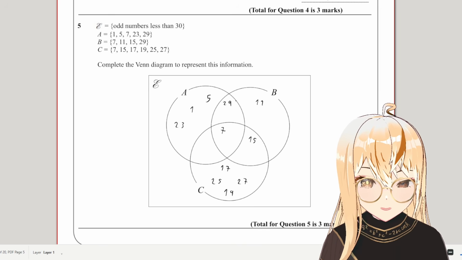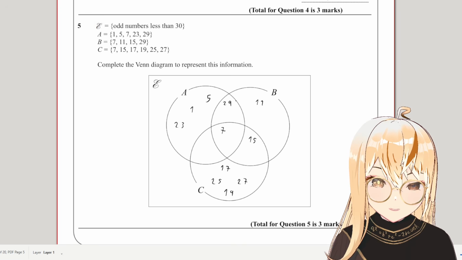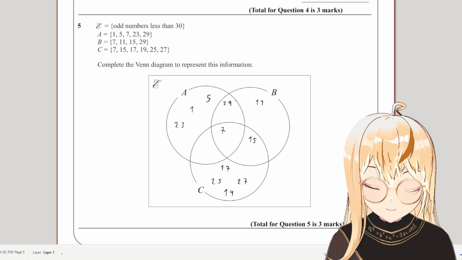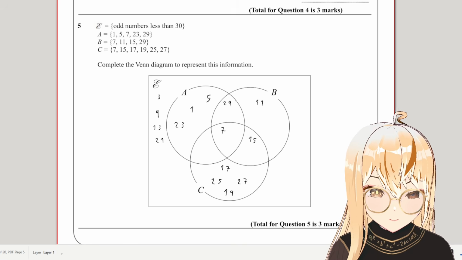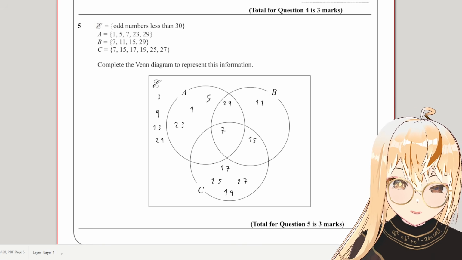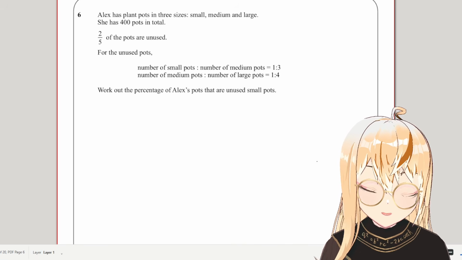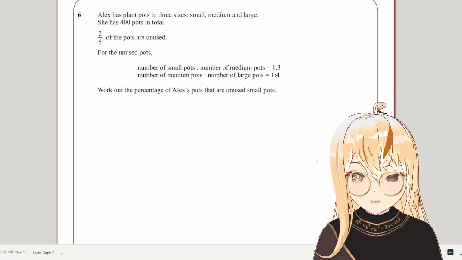And then we can write out the numbers that aren't covered here, which are odd numbers less than 30. Which are 3, 9, 13, and 21. 2/5 of the pots are unused, so we can just calculate that.